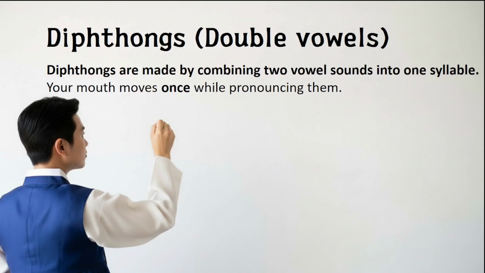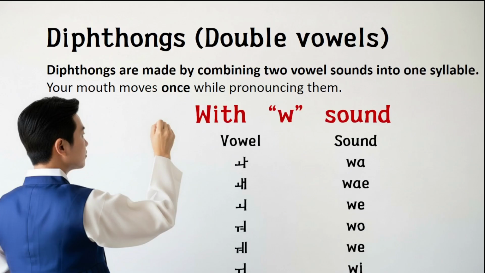Diphthongs are made by combining two vowel sounds into one syllable. Your mouth moves once while pronouncing them. With W sound. 와, 왜, 왜, 워, 왜, 위.